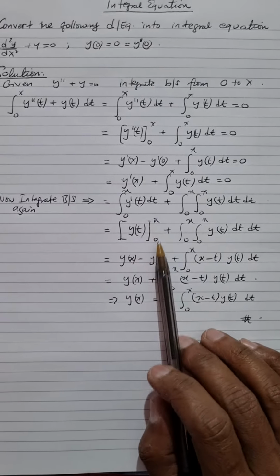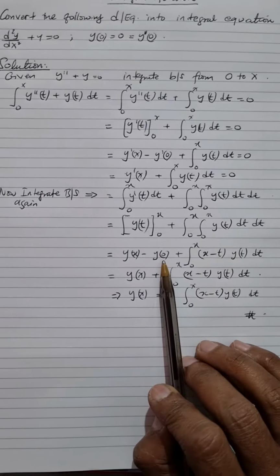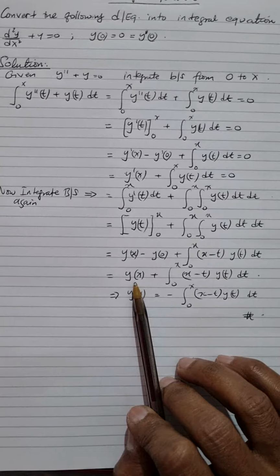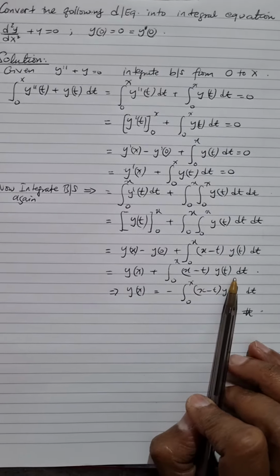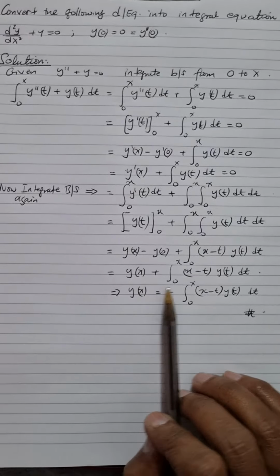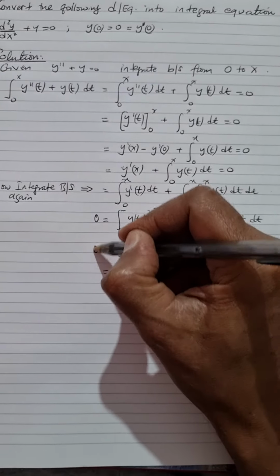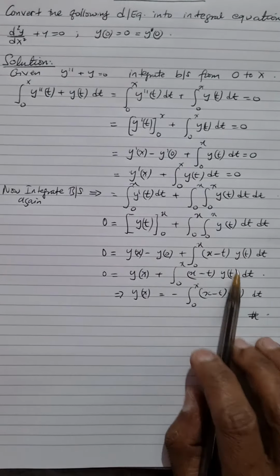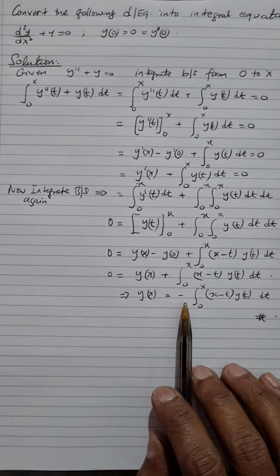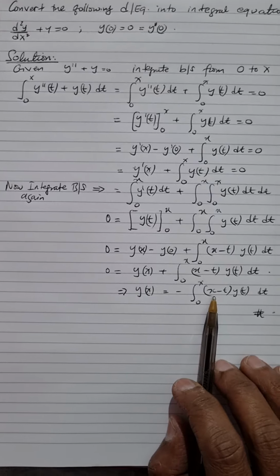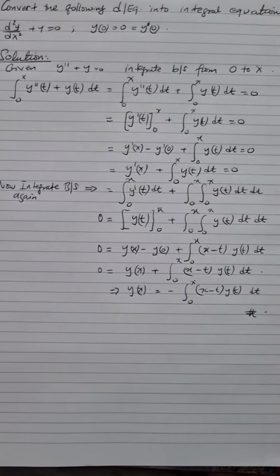Over here, if you substitute the limits, you're going to get y x minus y 0, and y 0 again is 0, so you substitute this for 0. You end up with y x plus the integral of x minus t, y t dt. Because all of that is equal to 0, you send the whole of this thing to the other side and you get y x is equal to negative integral of x minus t, y t dt with limits going from 0 to x, and that's it. Take care.